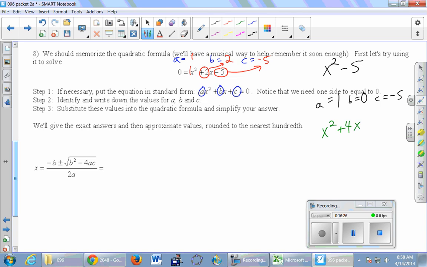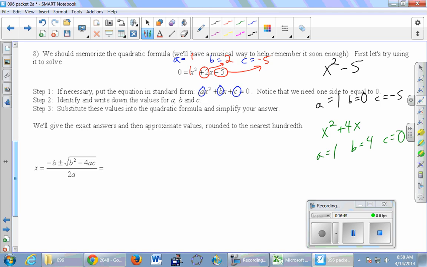+4x, and then nothing. Let's try that one. How much is A? 1. How much is B? 4. How much is C? 0. Good. So if you don't see a term there, you've got to make sure you acknowledge that with a 0.